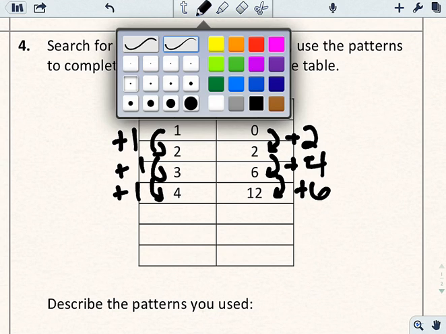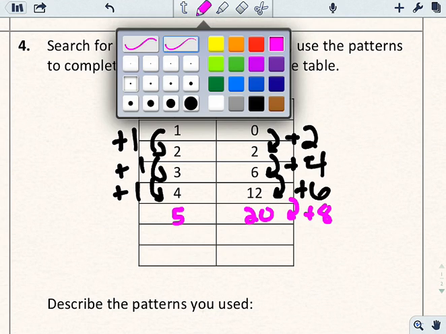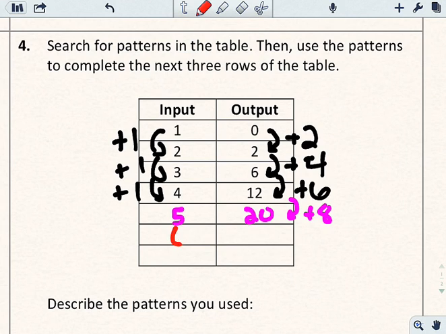So if this pattern holds, we'll do left side first. That should be 5. That's going to be another plus 1. But check this out. 2, 4, 6. If this pattern is making sense, that should be 8, making that 20. So that should be 6 here again, another jump of 1. Jump here should be 2, 4, 6, 8, 10. Make that guy 30.